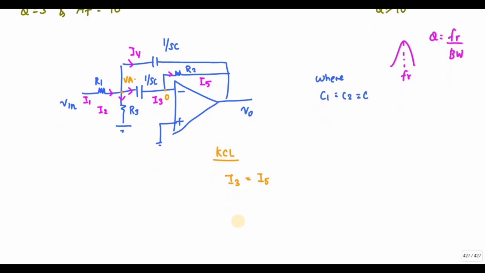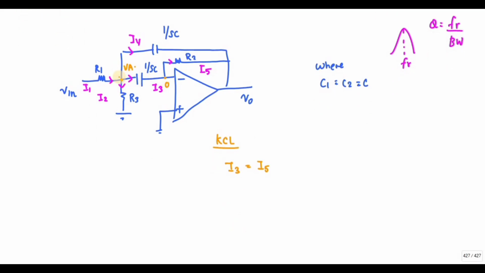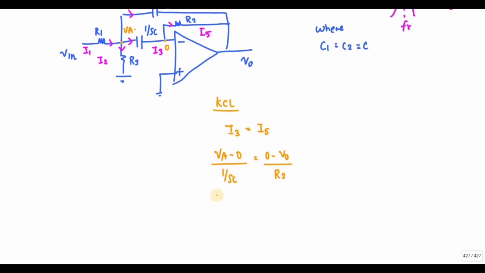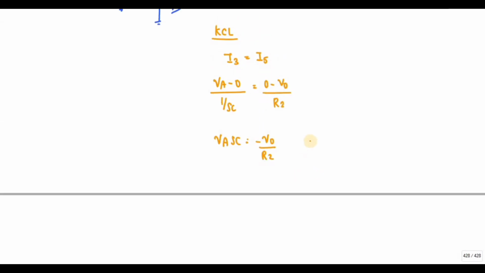So this I3 current, I can write as V by R, right? So VA minus 0 divided by 1 divided by SC is equal to 0 minus V0 divided by R2. On solving, I will get V0 SC is equal to minus VA divided by R2. So from this, I can write VA is equal to minus V0 divided by SC R2.